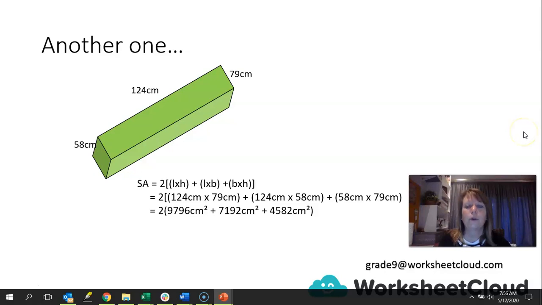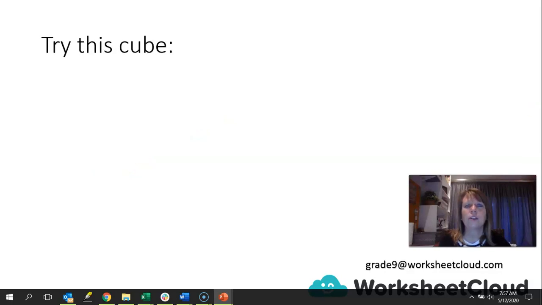All right, we add all of those together. We end up with 21,570 centimeters squared, and we have to double that. So multiply it by 2. We end up with 43,140 centimeters squared. Quite a big surface area, but remember, we're taking all our faces, finding the area of each one, and then adding them together. So that surface area is in centimeters squared, but it's all the way around the outside of this rectangular prism. Okay, everybody happy? All right, try this cube now.